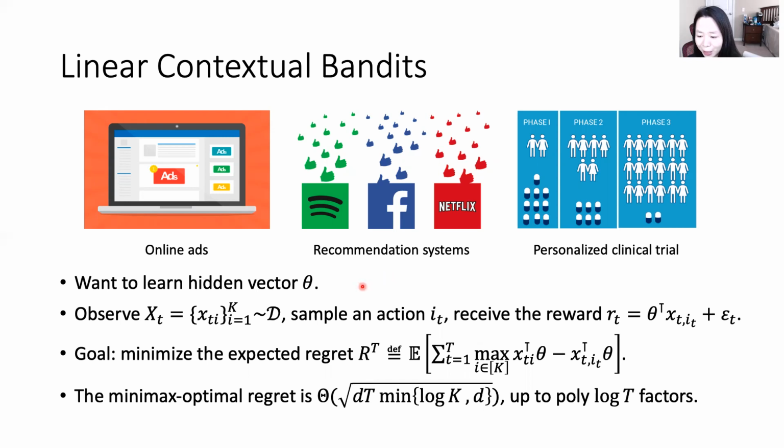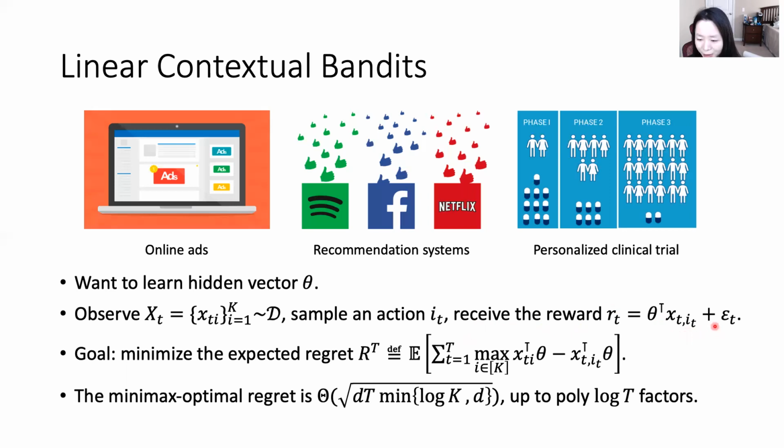Mathematically speaking, linear bandits is a bandit game where the player wants to learn the hidden vector theta. There are capital T time steps in total, and at each time t, the player will observe k contexts, like these x_t,i, which is the personal context of each customer, and they are from the same distribution D. Sometimes we call these arms, and his job is to pick the best arm i_t to maximize theta x. However, theta is hidden from him, and what he can know at each time step is only the reward, which is defined as theta x plus some sub-Gaussian noise epsilon.